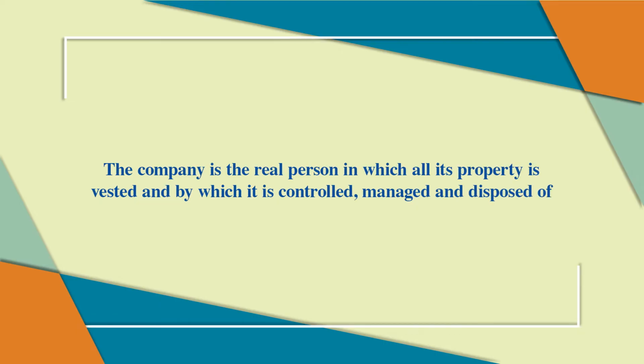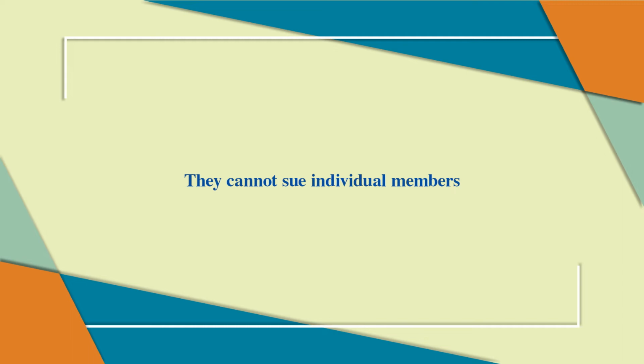Although its capital and assets are contributed by its shareholders, they are not the private and joint owners of its property. The company is the real person in which all its property is vested and by which it is controlled, managed and disposed of. The creditors of the company can recover their money only from the company and the property of the company. They cannot sue the individual members.